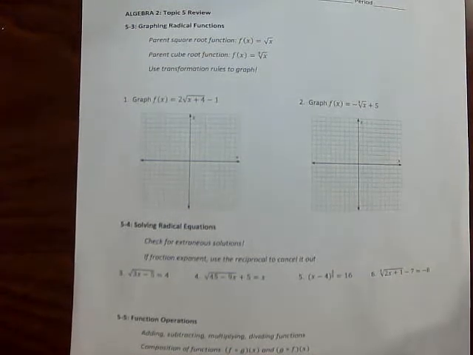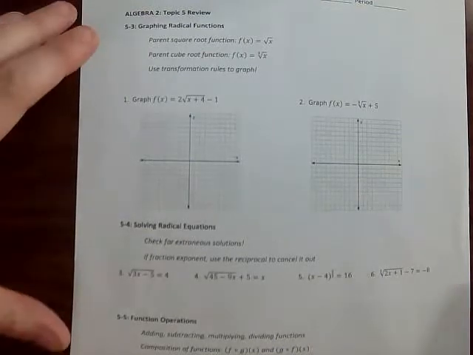All right, I'm going to show you how to go over the review sheet for the Chapter 5 Part 2 test. And let's get started. The first one says graph f of x equals 2 times the square root of x plus 4 minus 1.